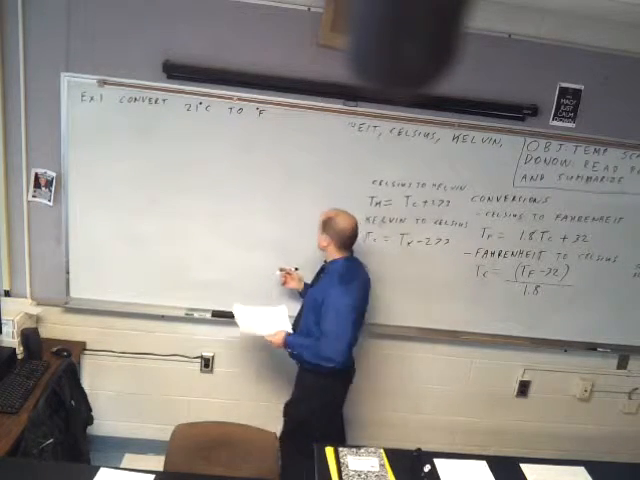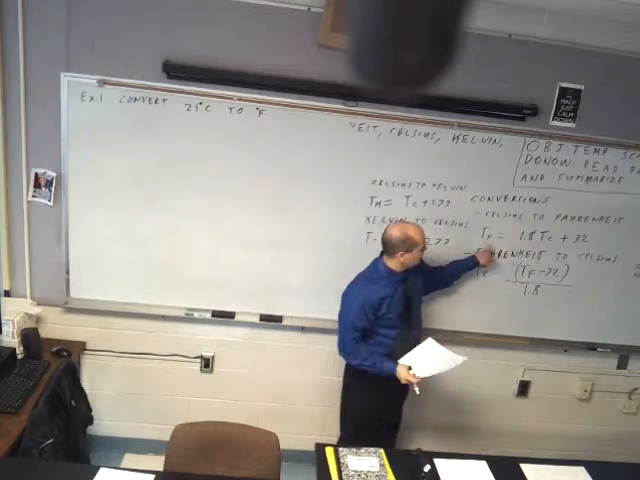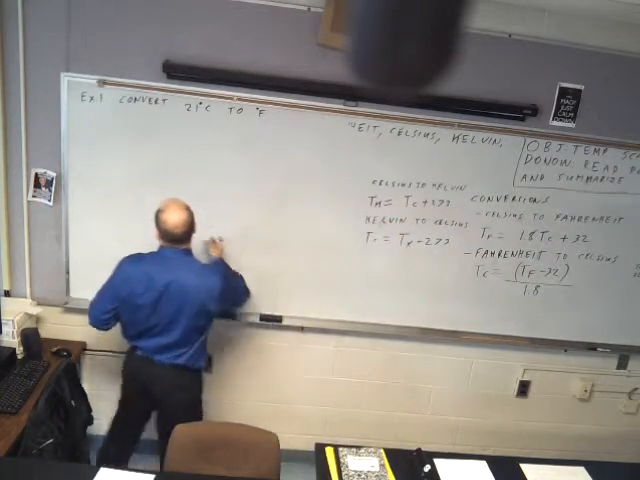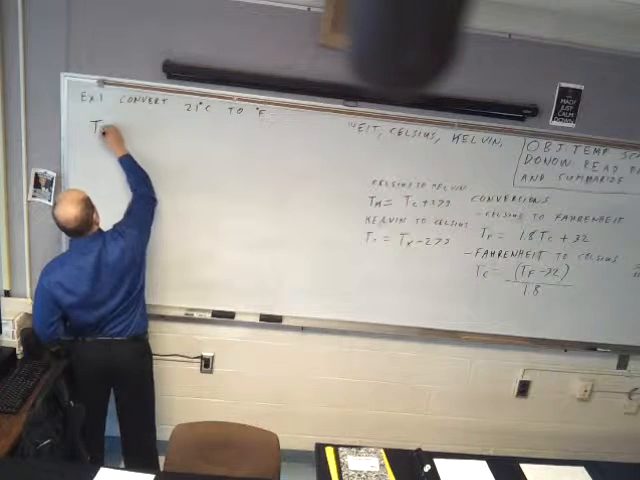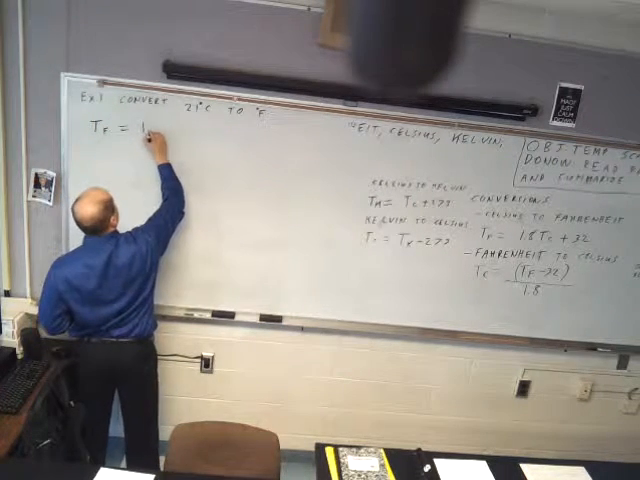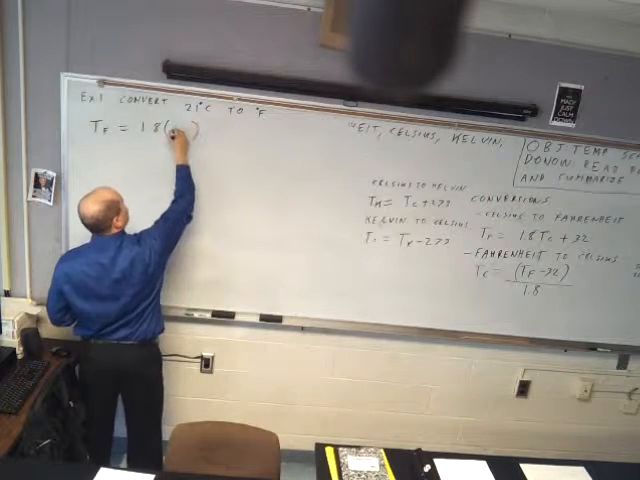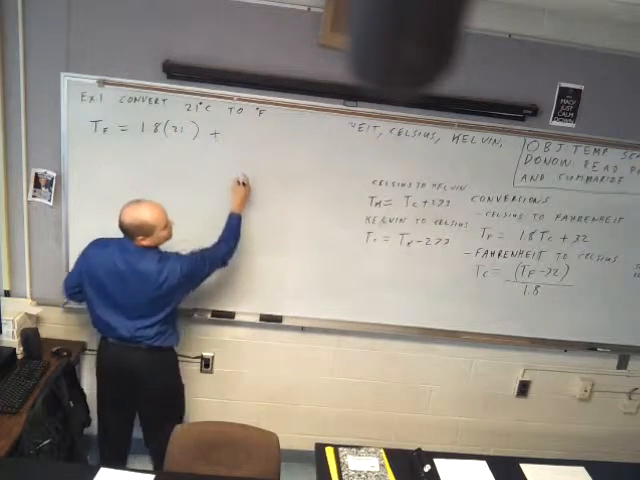Okay. So what we're going to do is take this equation here and plug 21 in for TC, the temperature in Celsius. So TF equals 1.8 times, instead of writing TC, I'll just write in whatever the temperature is, 21, plus 32.